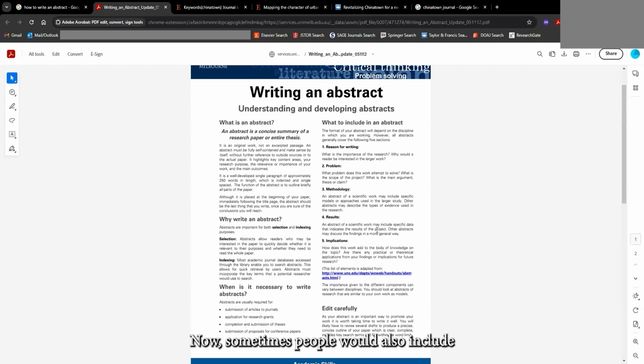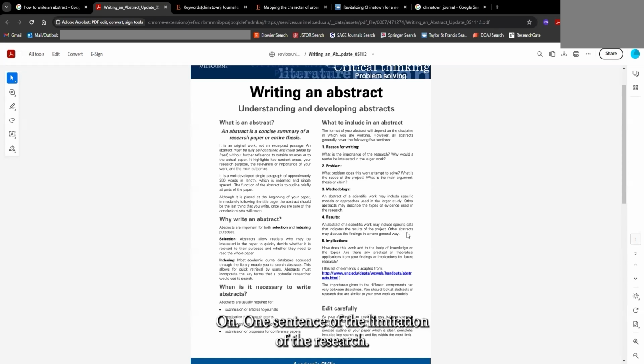Now, sometimes people also include a limitation of their research in their abstract. People do that in different fields. For example, in my field, in architecture, urban planning and design, people do that. I'm not entirely sure how arts people do their abstract, but certainly in the built environment field, people sometimes elaborate on one sentence of the limitation of the research. Once you know that, I think the rest is really looking at different abstracts and learning as you go.